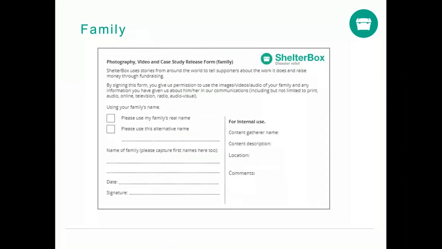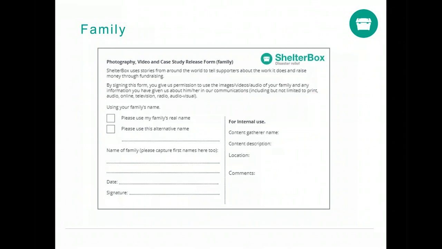So next is family consent. If it's a group shot of a family, then the consent needs to be a representative of this family, not necessarily each individual of that family. So it's important that you get the consent from say the mum or the dad of the family, and that covers you for the children as well.